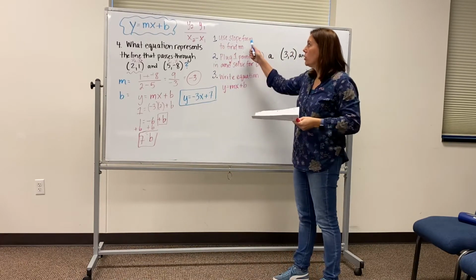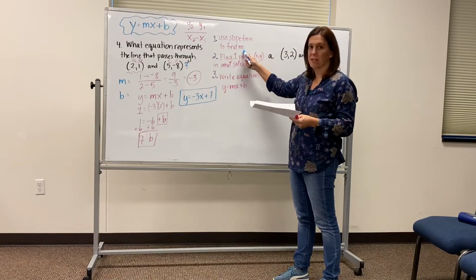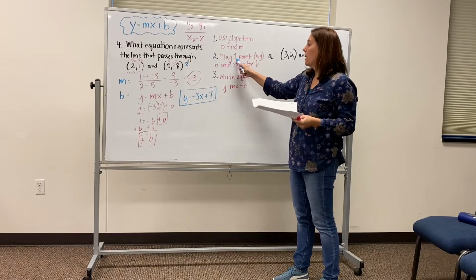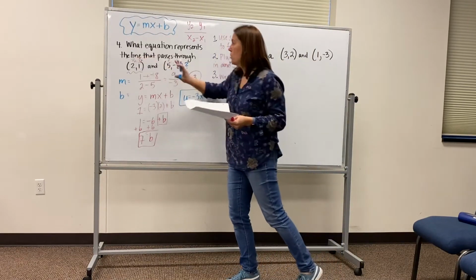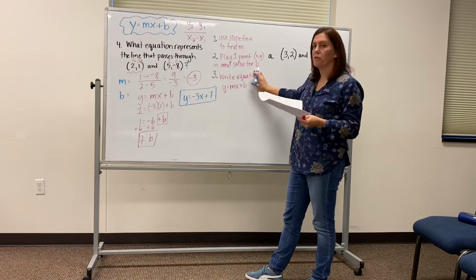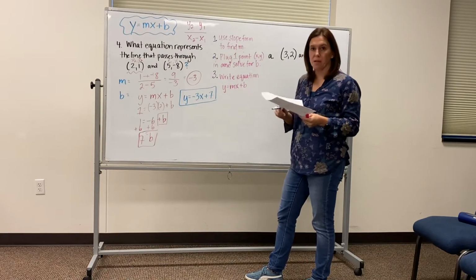Step 1, use the slope formula to find my slope. Then I plug in 1 point. It doesn't matter if I use this one or this one. And I solve for b. And then I write my equation.